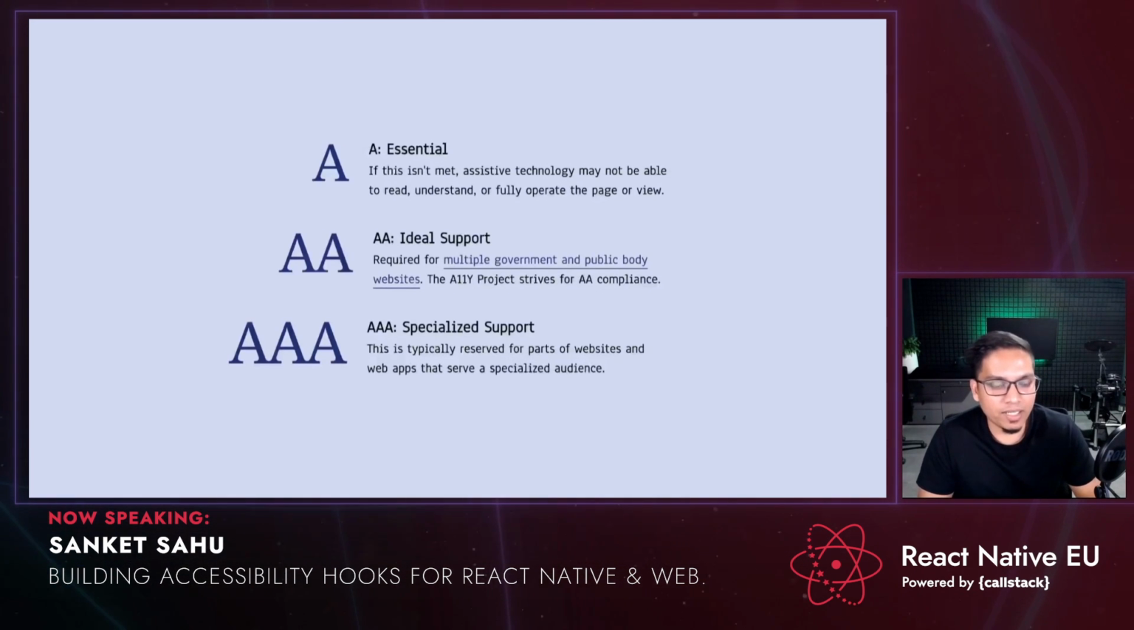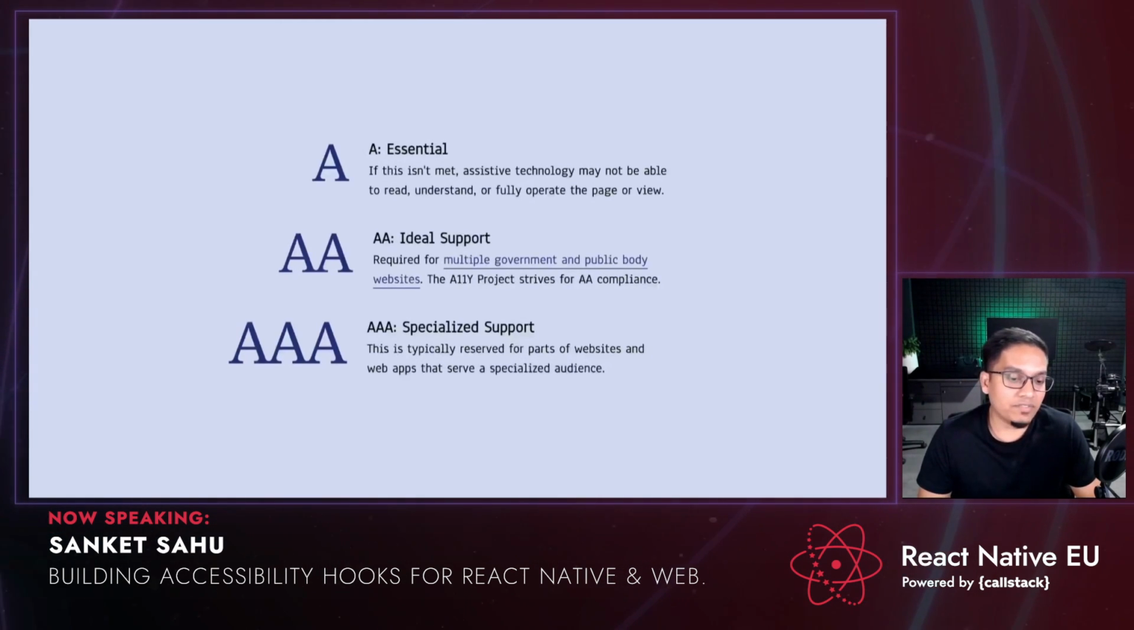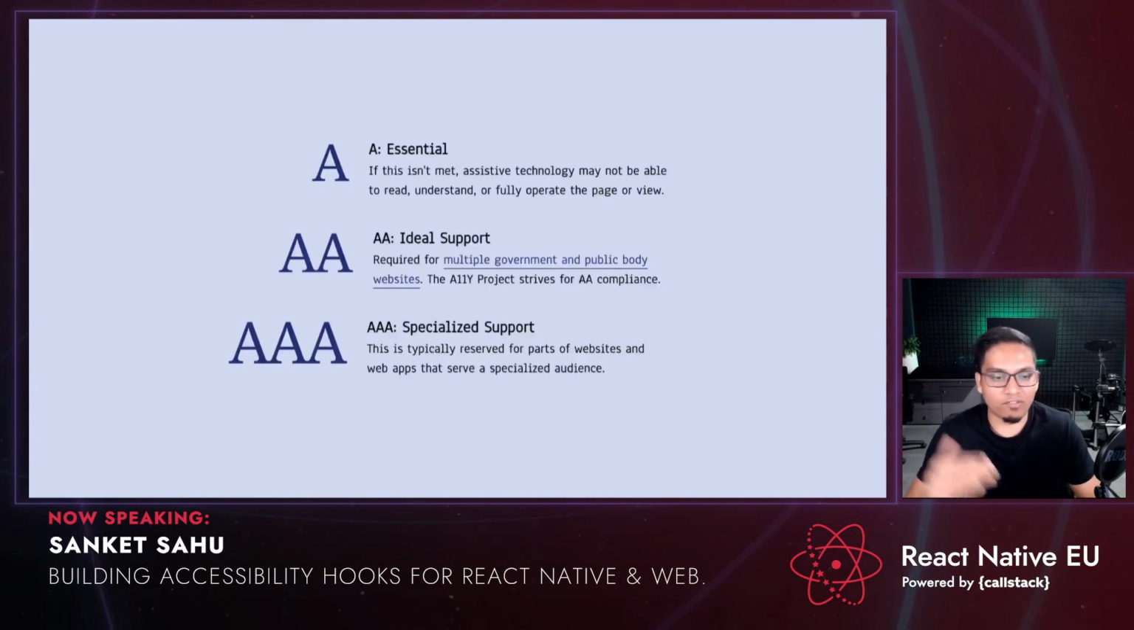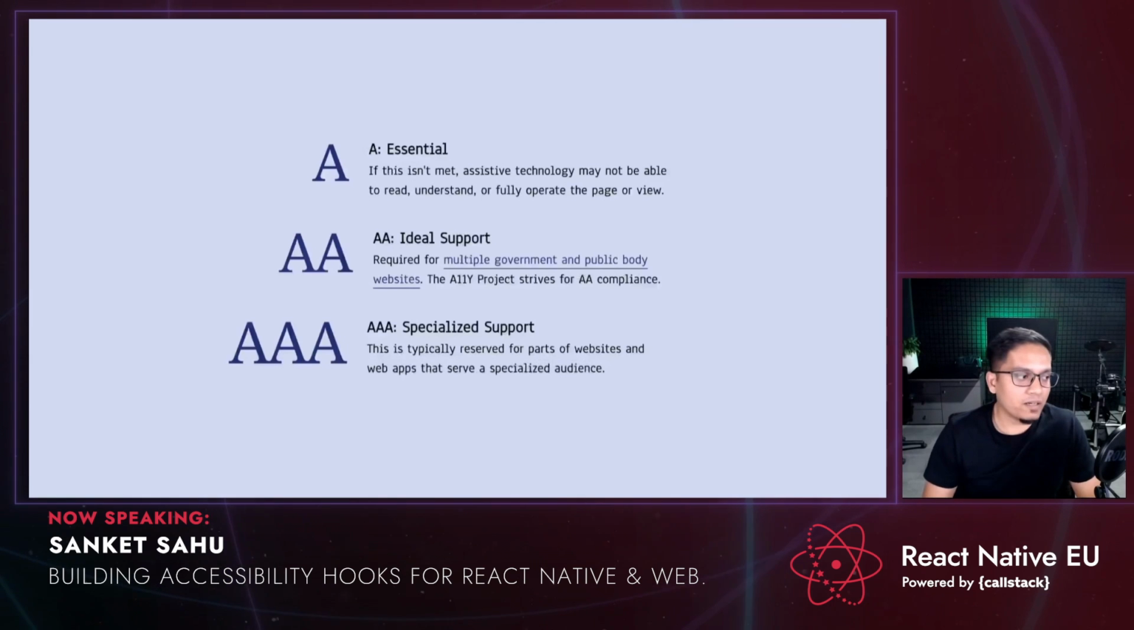Then we have AA. AA is a little stricter than A. It has all the checklist of A, but it has a few more things. For example, the contrast ratio of text versus background must be at least 4.5 to 1. Then we also have subtitles for the videos and a few other things, and this is required by multiple government and public body websites. Then we have AAA. AAA is a very strong level of compliance. For example, it has a contrast ratio of 7 to 1.